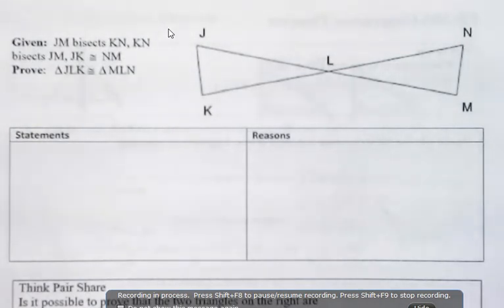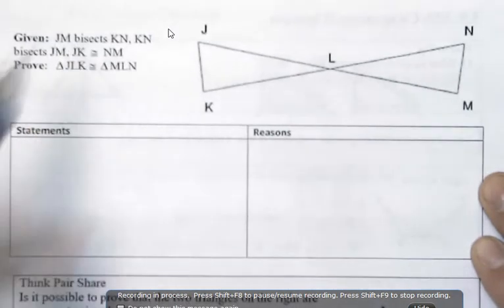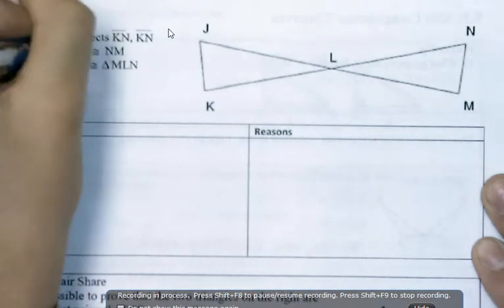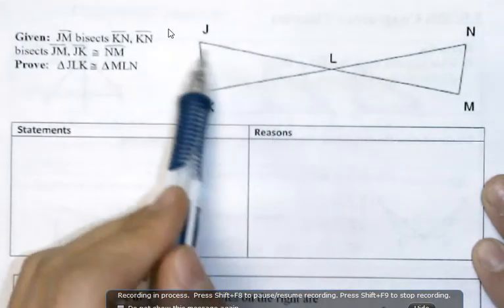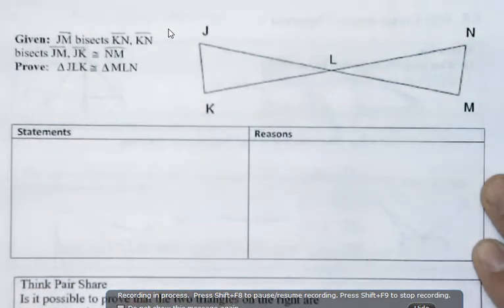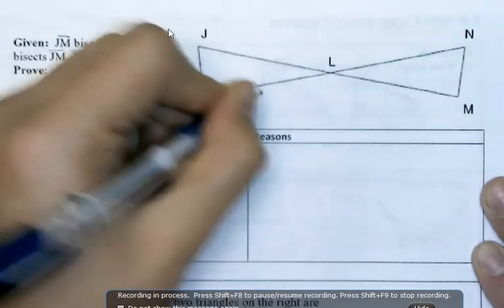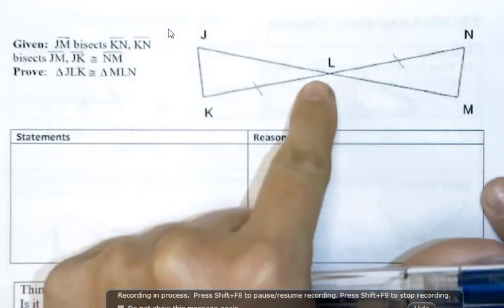Alright, so let's look at this example together now. So here it says that JM, and this should be segments. I believe I had changed that on your paper, but if I fail to do that, make sure to change that to segments. So segment JM bisects KN. So remember, JM is doing the bisecting. And what's being bisected? KN. So that tells us that KN is the thing that's being split in half. So KL is congruent to LN.